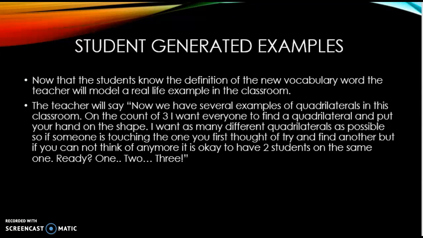The teacher will say, now we have several examples of quadrilaterals in this classroom. On the count of 3, I want everyone to find a quadrilateral and put your hand on the shape. I want as many different quadrilaterals as possible, so if someone is touching the one you thought of, try and find another. But if you cannot think of any more, it's okay to have 2 students on the same one. Ready? 1, 2, 3.